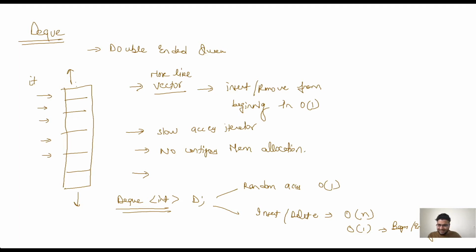Now you might be thinking, since random access is O(1), right? Since it is not contiguous in nature, why is the random access O(1)? That's basically due to the structure of deque. Now let us look at the structure of deque. Although it is very complicated, we'll try to simplify it as much as possible. So the structure of deque is not contiguous in nature, right? The structure follows something like this.